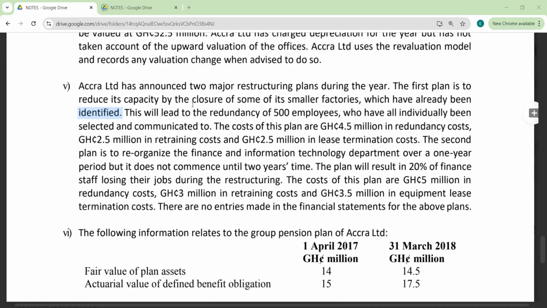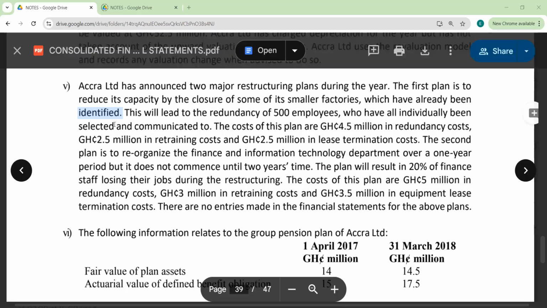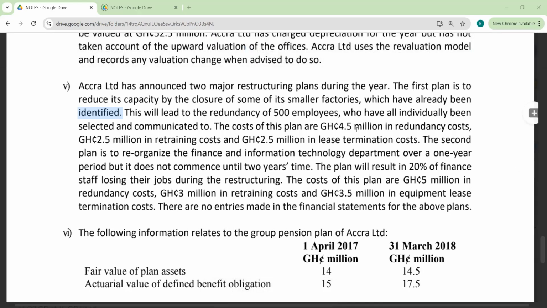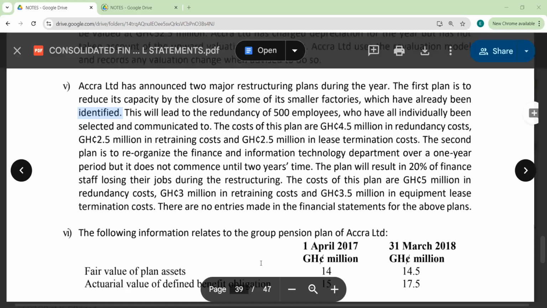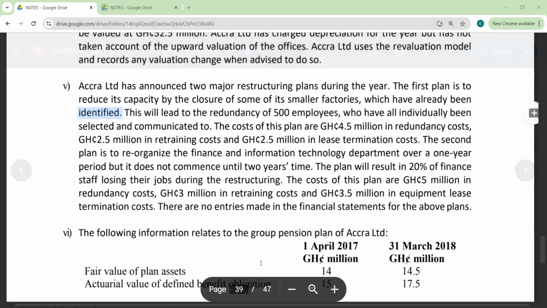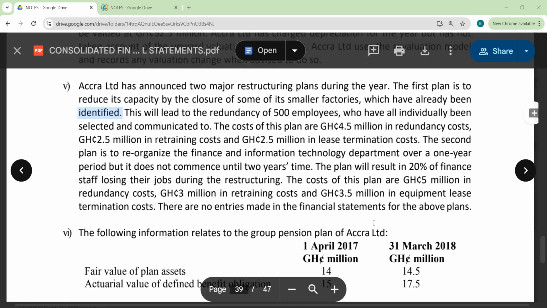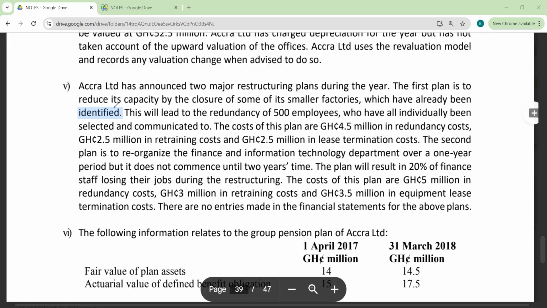To reduce its capacity by closure of some of its smaller factories, which have already been identified. This will lead to a redundancy of 500 employees who have individually been selected and communicated. IAS 37, Provisions, Contingent Assets and Contingent Liabilities, states clearly that entities should make a provision for restructuring if two conditions are in place. What are the conditions?